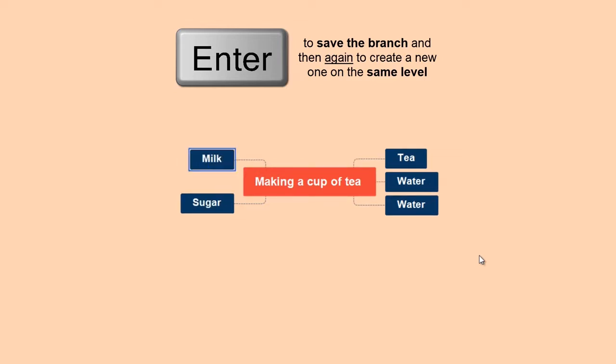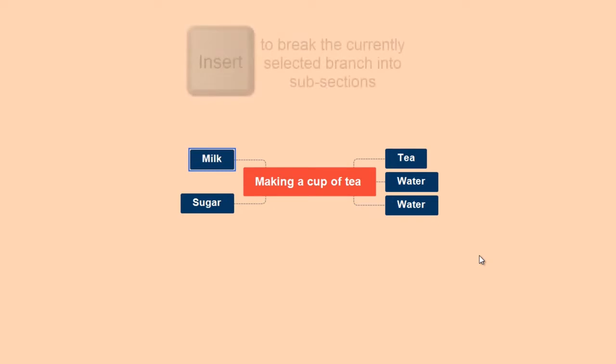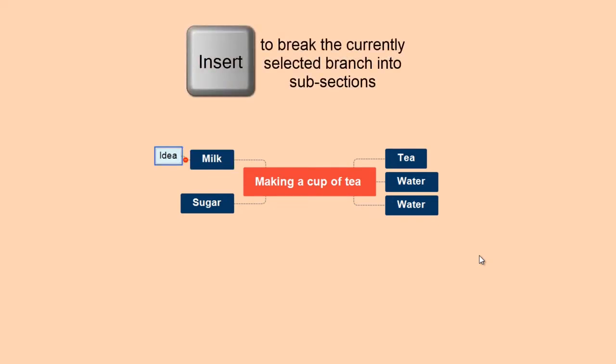Now if I did want to break down milk into subsections, I can use the insert key instead of clicking on the subbranch button. And that's going to give me a sub-branch there. So now I can literally type over the top, because remember, whenever any of the sections have a blue boundary around it, that means it's selected and you can literally type over the top. So I'm doing very little reaching for my mouse here. I'm just on the keyboard using insert and enter and typing in phrases as they come into my head.